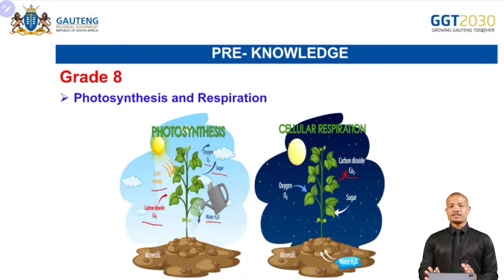So these are the differences between the two. The one creates food, and that is photosynthesis. The other one breaks down the food to get energy, and that is cellular respiration. Photosynthesis only occurs in plants, and cellular respiration occurs in all living organisms.